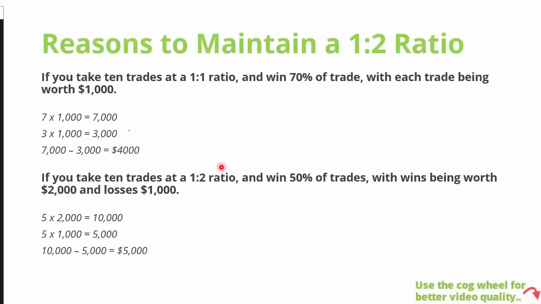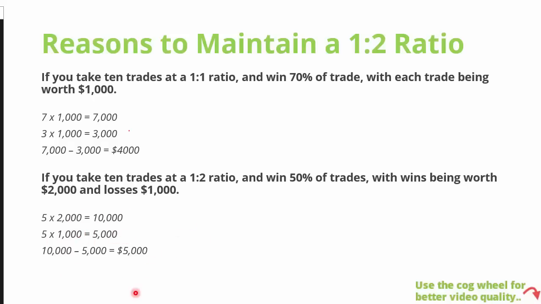But let's look at a 1 to 2 risk to reward ratio. If you take 10 trades at 1 to 2 and you win 50% of trades, with wins being worth 2,000 and losses being worth 1,000, this is how it works out. So 5 wins at 2,000 per win is 10,000. And why am I picking 1,000? Because it's just a nice round number. I'm not saying that's how much I make per trade or that's how much you would make per trade. So you would make 2,000 per win. With 5 wins, that's 10,000. And 1,000 per loss, with 5 losses, is 5,000. 10,000 minus 5,000 equals 5,000.